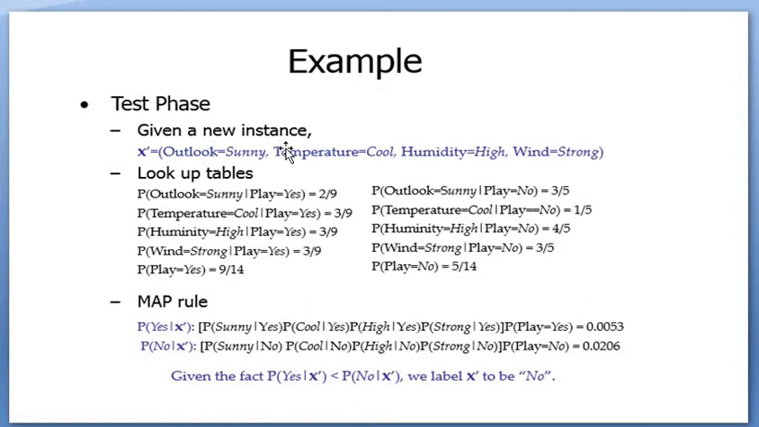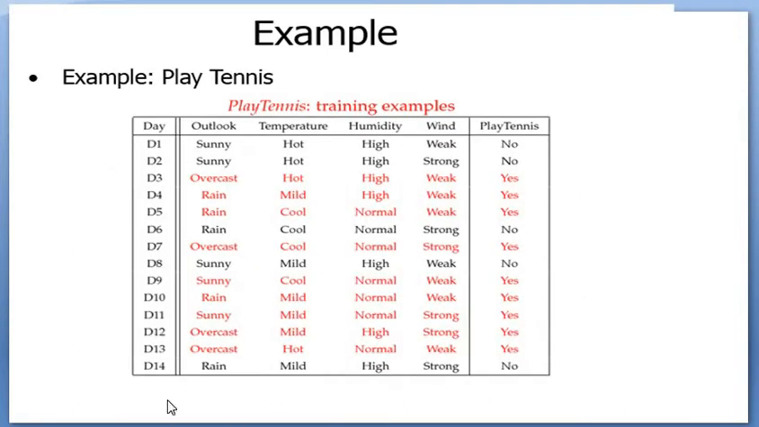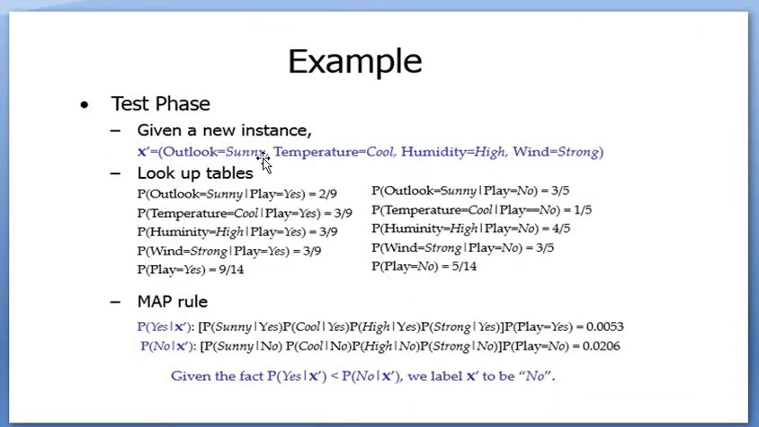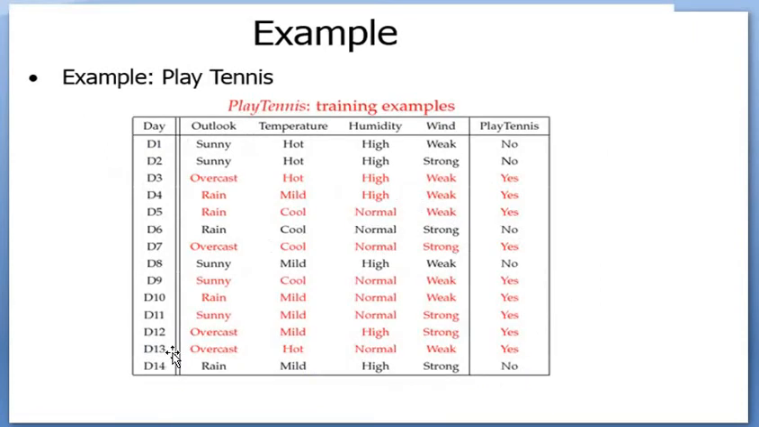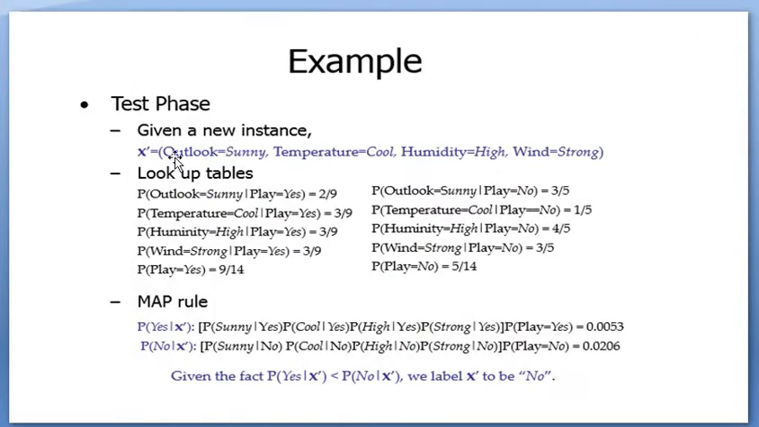So if a new instance is given, suppose on day 15, a new instance. The outlook value has been given as sunny. Next, the temperature value has been given as cool. Then the humidity value is high, and the wind value is strong. So on this day you have to predict whether he can play tennis or not.